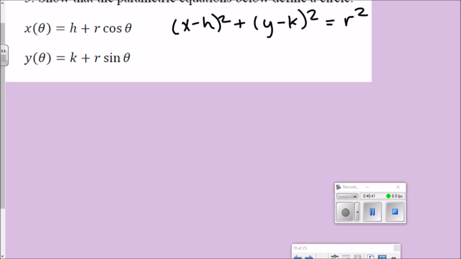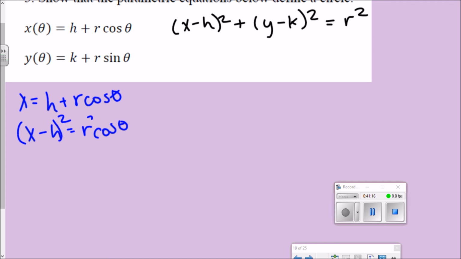So I'm going to take x of theta is equal to h plus r cosine of theta. And I'm going to just say this is x is equal to h plus r cosine of theta. And I'm going to solve for r cosine of theta. So I'm going to move over that h, so I'm going to have x minus h is equal to r cosine of theta. And then I'm going to go ahead and square both. And you can call me crazy, but I'm going to show you why it works. I'm going to square both sides, which means this whole thing gets squared and this whole thing gets squared.